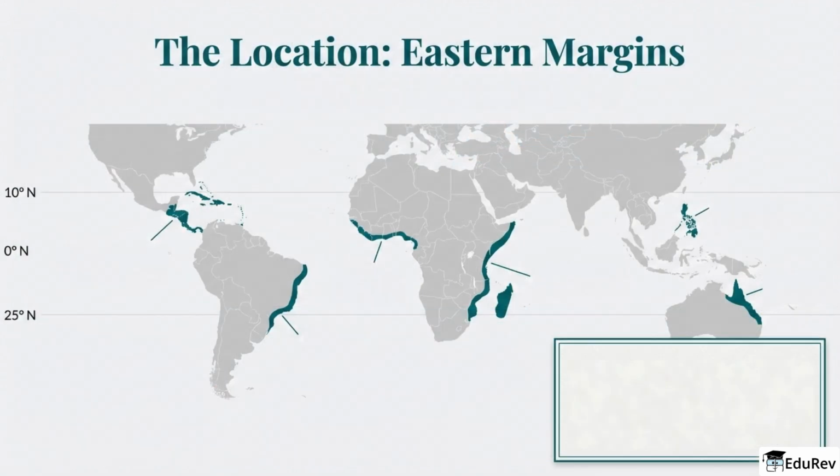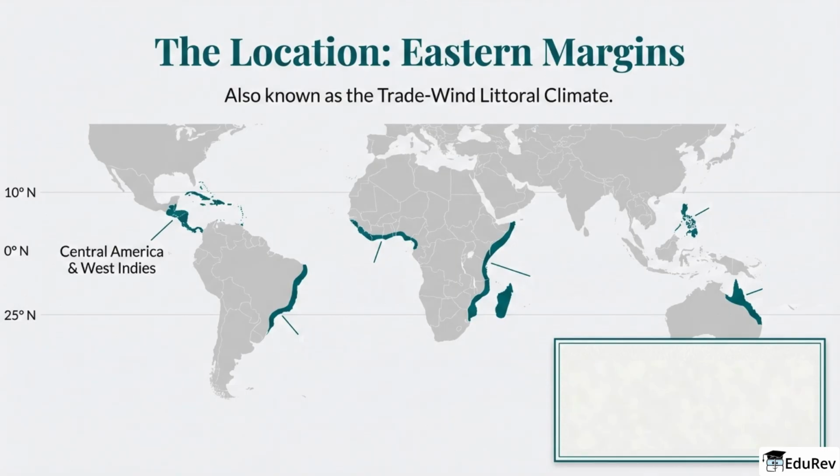Start with location. The tropical marine climate is found along the eastern margins of continents in the tropics. That is why it is also called the trade wind littoral climate. Littoral simply means coastal. The key regions shown here are Central America and the West Indies, Eastern Brazil, the Guinea coast, East Africa and Madagascar, the Philippines, and Northeast Australia.